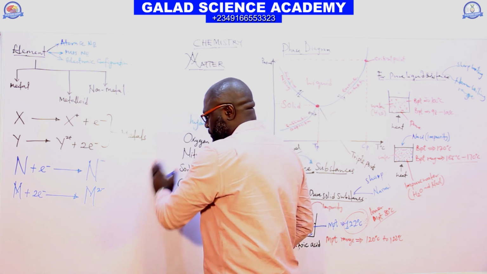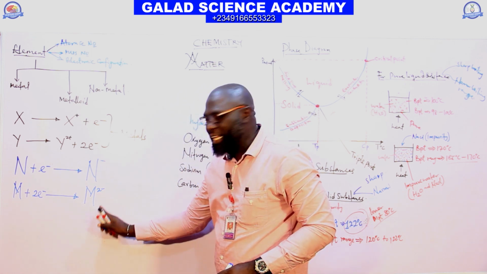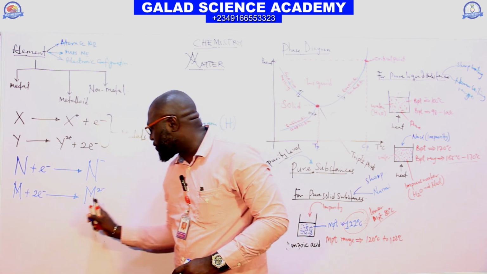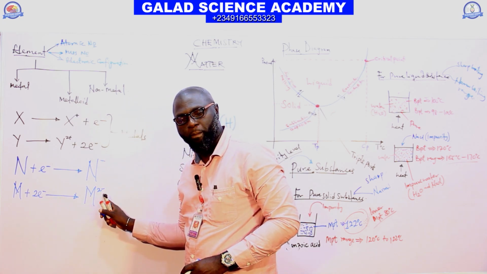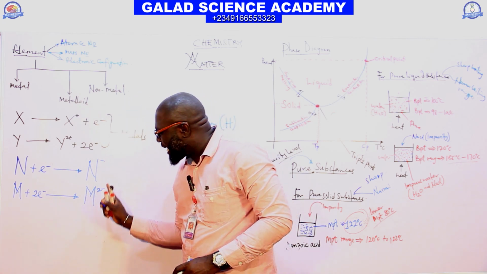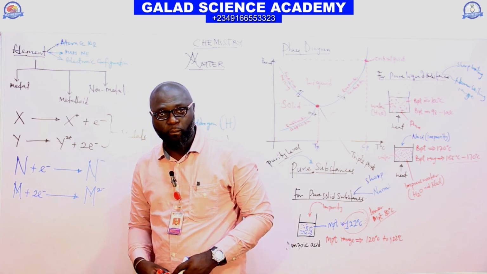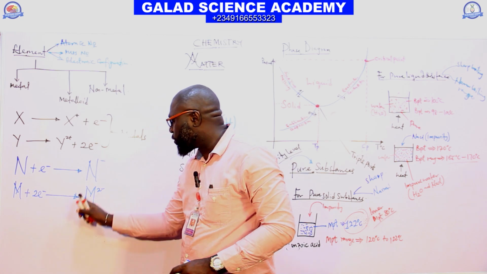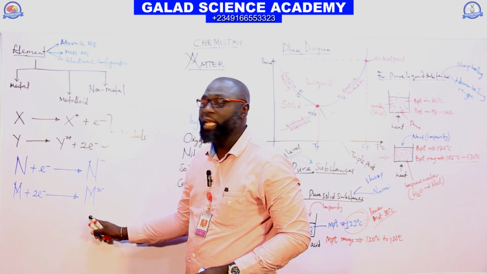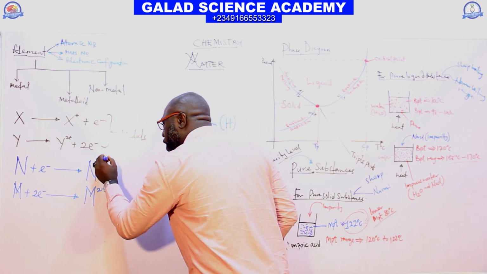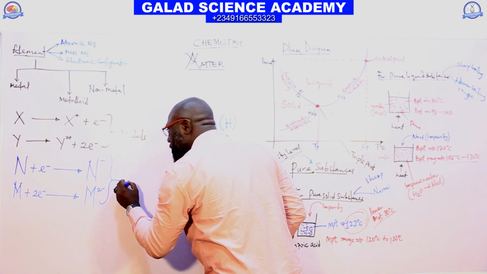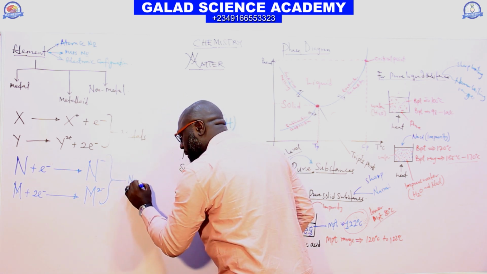2. So because it's gained 2 moles of electron, now we have 2 minus here. So any element that is ionized by gaining of electron and becomes a negative ion, which is an anion, that element is called a non-metal.